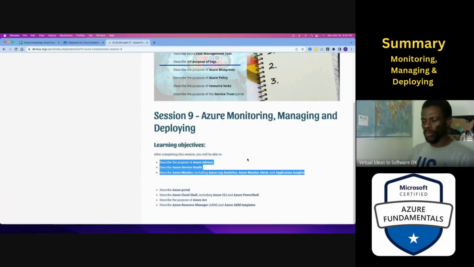Now we moved and talked about how to manage our resources. We could manage it on a web portal using Azure Portal, or the web browser using Azure Portal. We could also manage it using Cloud Shell, which has two options for us, PowerShell or Azure CLI. Azure CLI uses Bash, Born Again Shell. All of those are just shell.